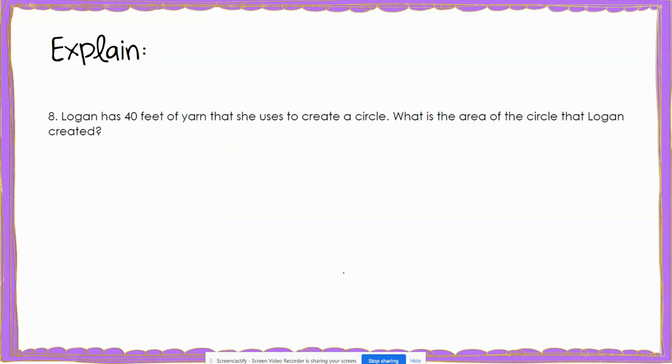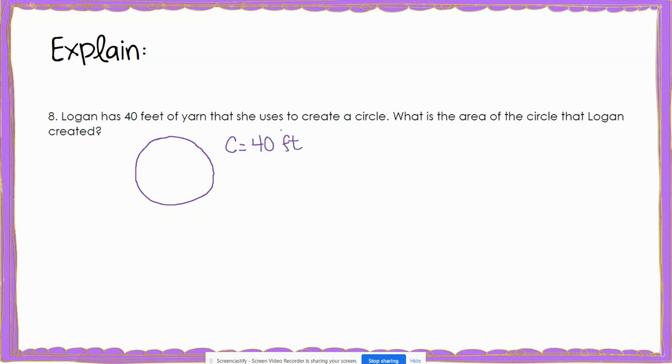Now let's look at number 8. Logan has 40 feet of yarn that she used to create a circle. What is the area of the circle that Logan created? Well, think about this. If she took 40 feet of yarn and made a circle, then that means that the whole distance around this circle is 40 feet. So that means that the circumference of the circle is 40 feet.